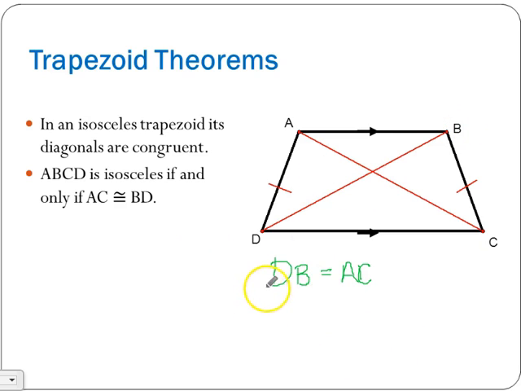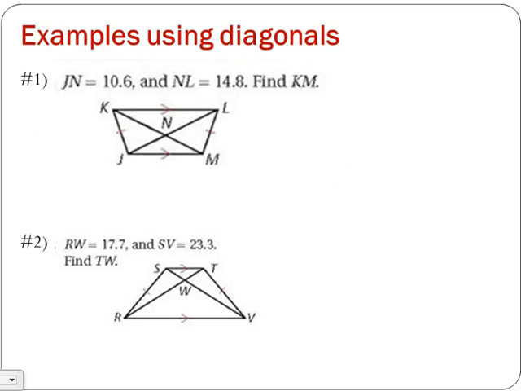So diagonals are congruent in an isosceles trapezoid. I'm so used to saying triangle. If you can prove that those diagonals are congruent, then we know that it's an isosceles trapezoid. So let's do number 1, and then we're going to move on.